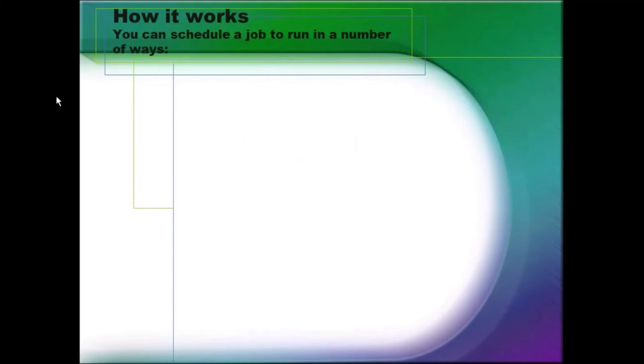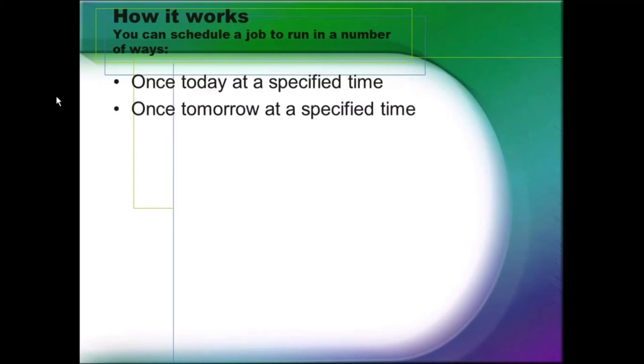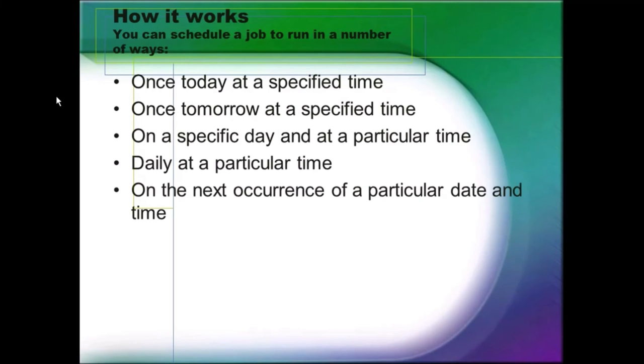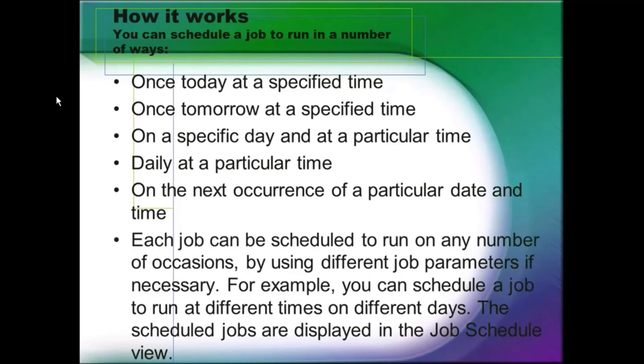Then how does it work? You can schedule a job to run in a number of ways. So multiple ways are available to schedule a job. First one is, if you want to run a job only once at a specified time, then once tomorrow at a specified time. If you want to run a job on a specific day at a particular time, that way also we can schedule it. Daily at a particular time, that is also supported. And on the next occurrence of a particular date and time, this way we can schedule a job. Each job can be scheduled to run on any number of occasions by using different job parameters if necessary. For example, you can schedule a job to run at different times on different days. The scheduled jobs are displayed in the job schedule view.